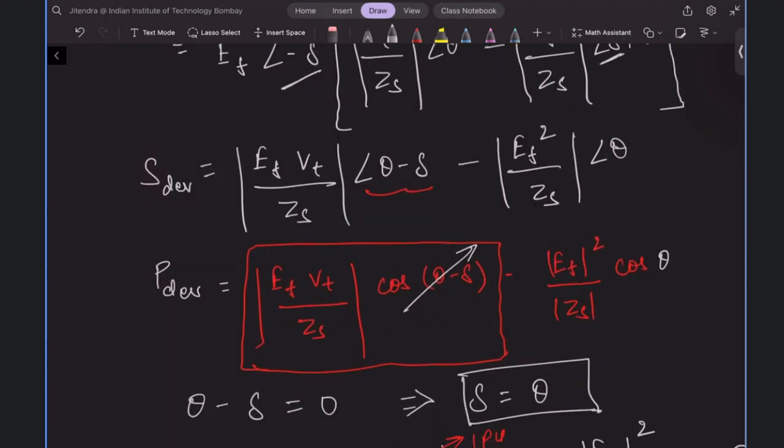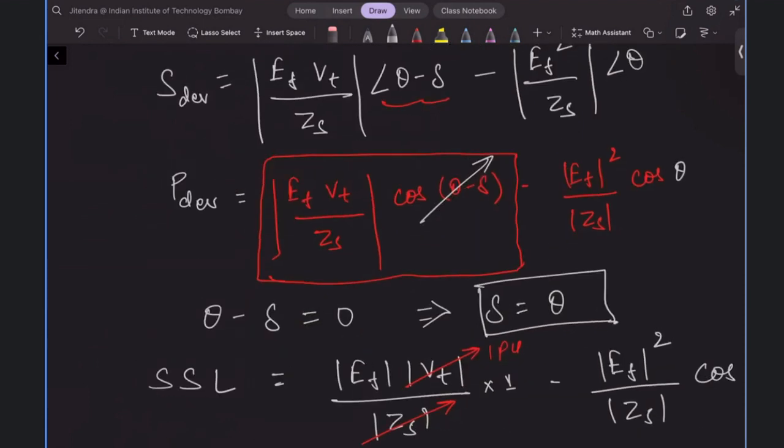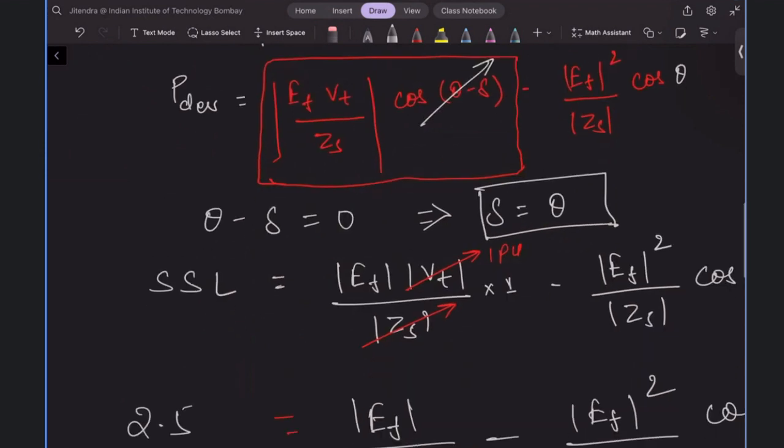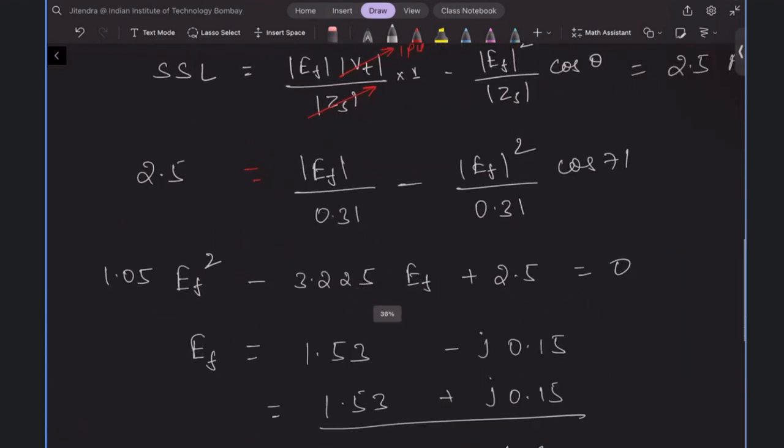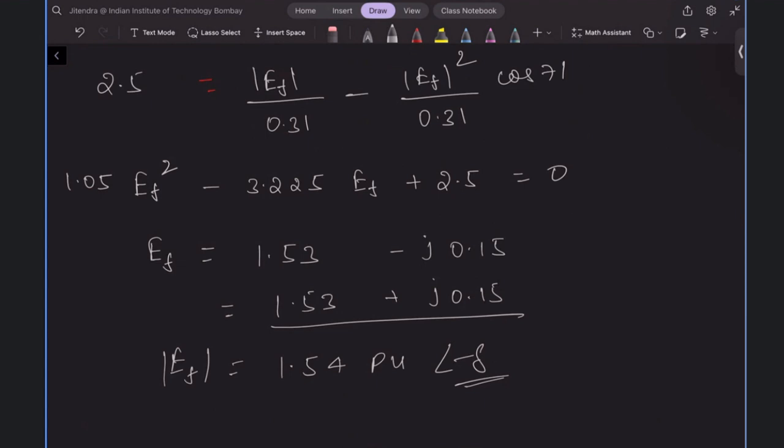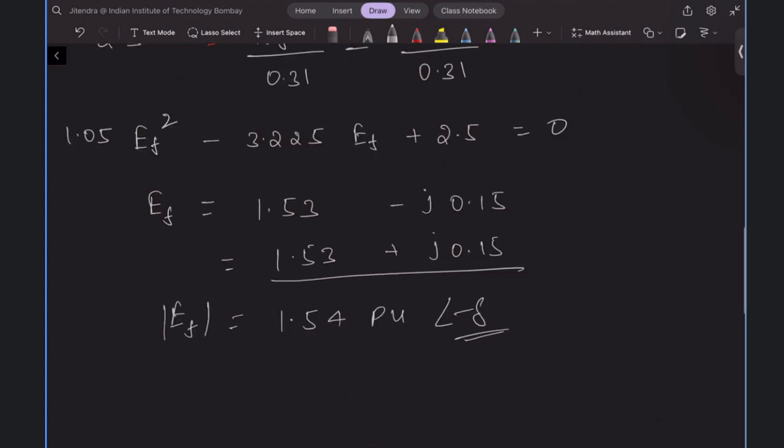And as we ended up with the expression of developed power, we found out the condition when we will get the maximum value of the developed power, that ended up with delta is equal to theta. Since impedance was given, we calculated theta, and EF we had to find out, and VT we considered as 1 per unit, because either VT or EF you can consider as reference, and you have to solve accordingly. We ended up with this quadratic equation, and this equation gave us two conjugate solutions, and we ended up with this value. So I hope it is clear now.